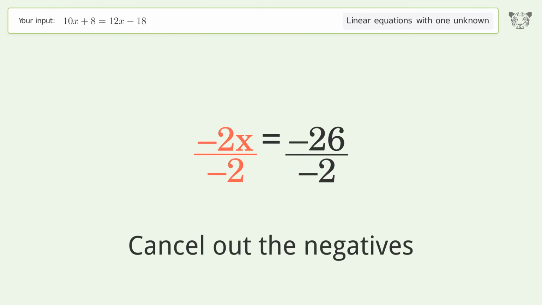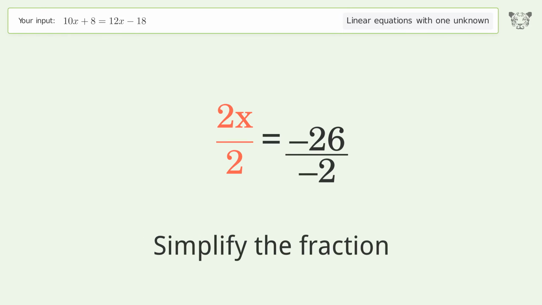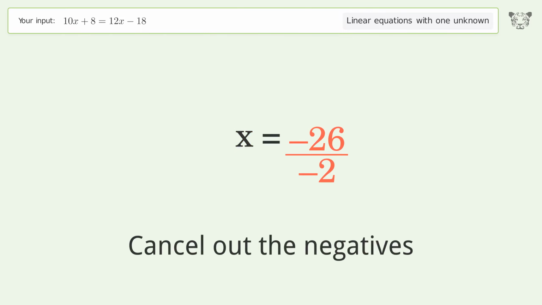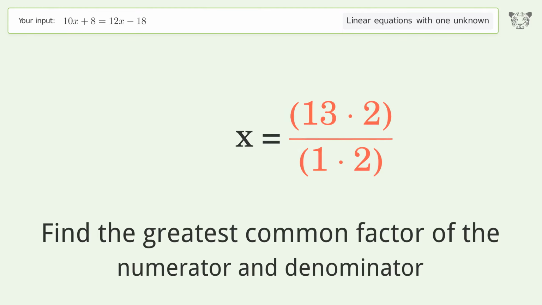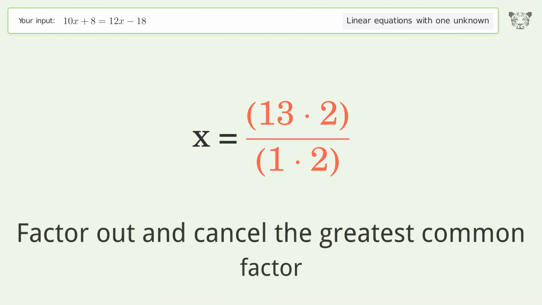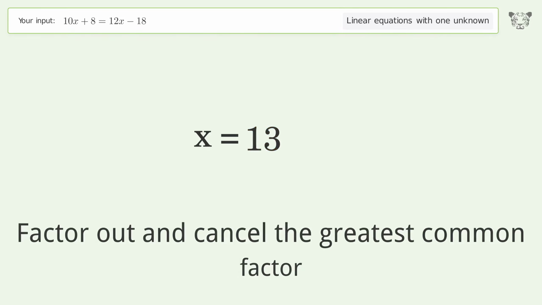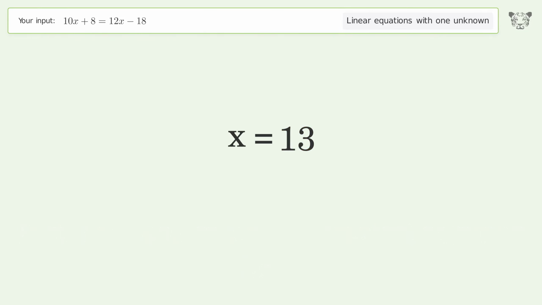Cancel out the negatives. Simplify the fraction. Cancel out the negatives. Find the greatest common factor of the numerator and denominator. Factor out and cancel the greatest common factor. And so the final result is x equals 13.